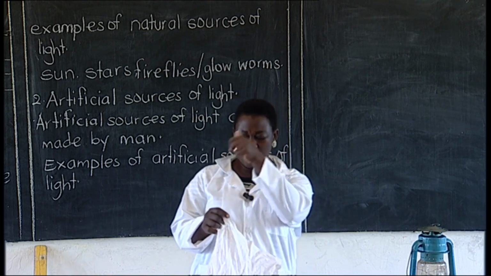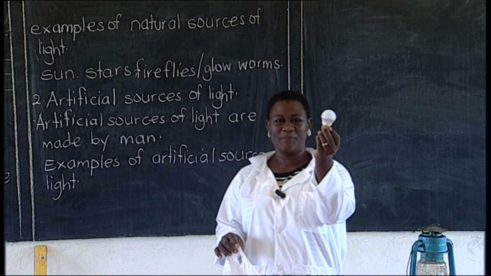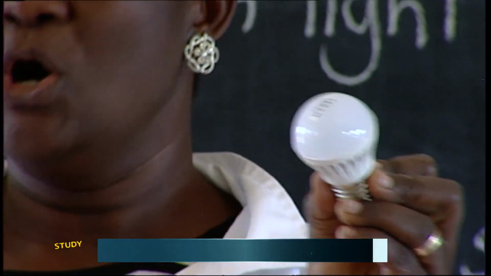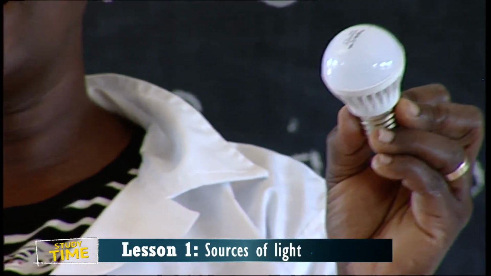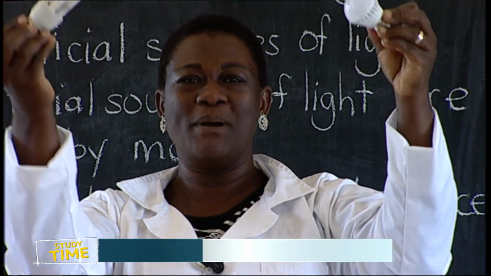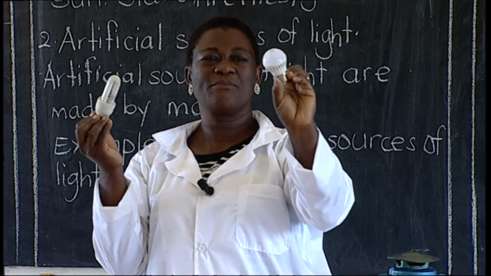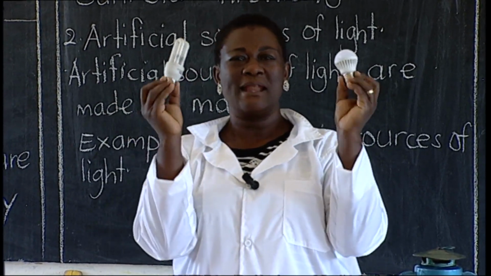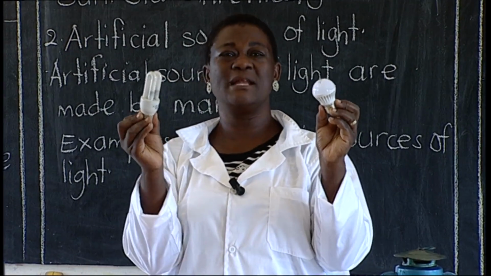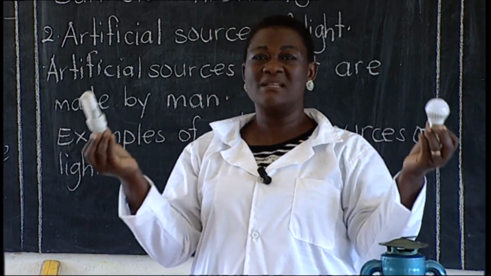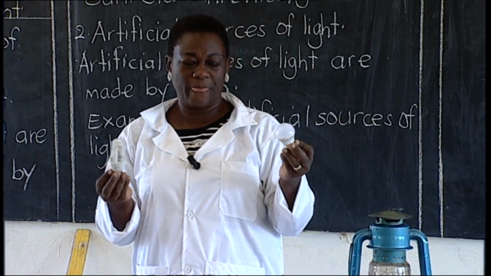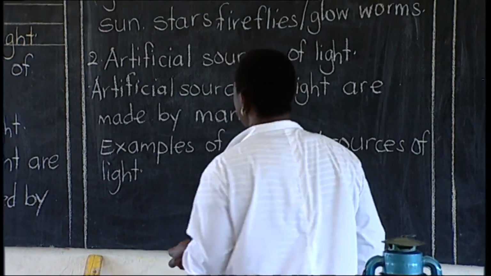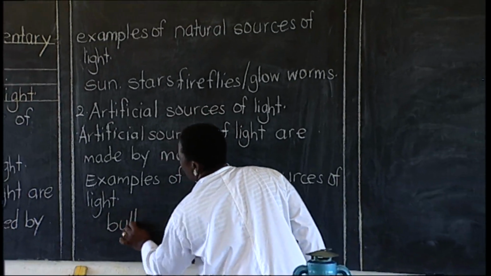So you switch on. We have the bulb here. This one is a bulb. It's made by man. Also, this one is a bulb. They are of different designs, but they serve the same purpose. Bulbs provide us light, mostly during night. Even during day, when the weather is not clear, you can switch on. Bulbs, they provide us with light.